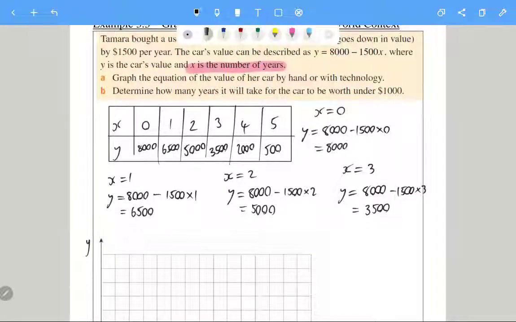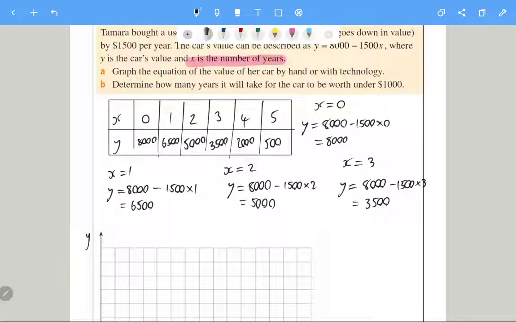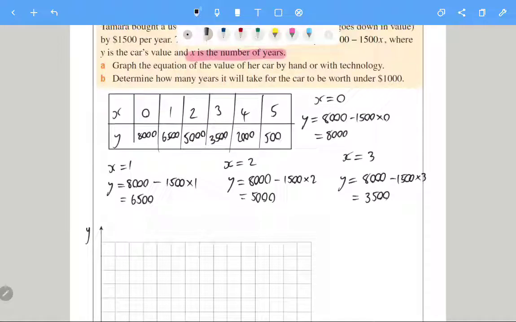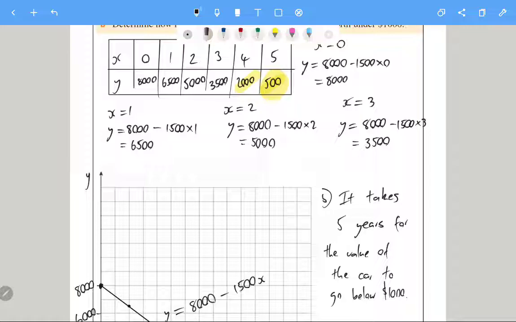Alrighty, so that's part A done. Part B, determine how many years it will take for the car to be worth under $1,000. And you'll notice if we have a look at our table of values, it never actually gets worth $1,000. It goes from 2,000 to 500. However, you'll notice that the 500 is the first time that is under 1,000, because 500 is less than 1,000. So for part B, we just need to say it takes 5 years. Alrighty, and there's my completed sentence. For the value of the car to go below $1,000.